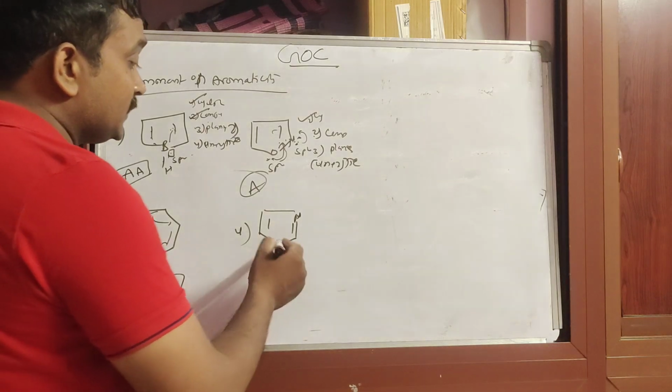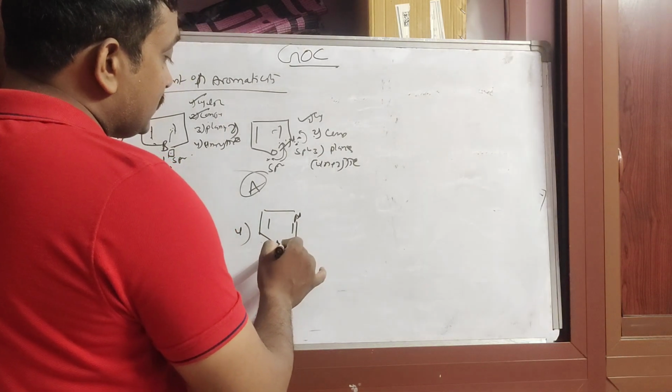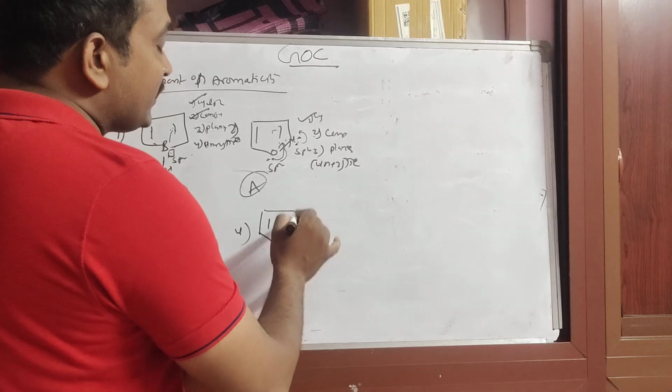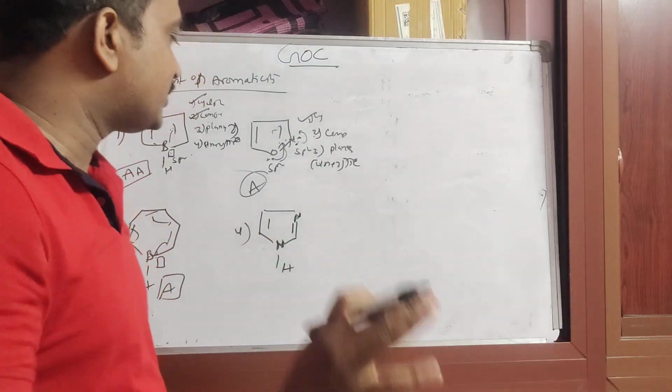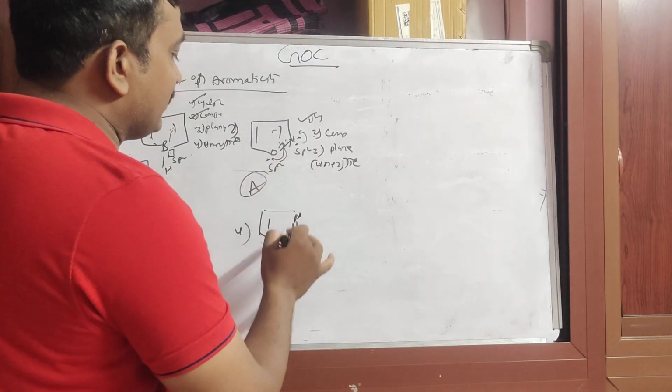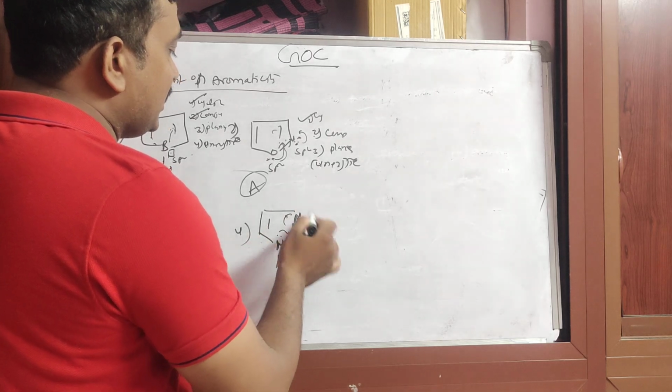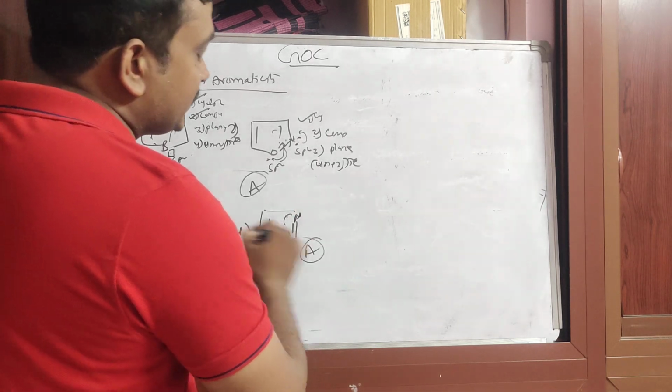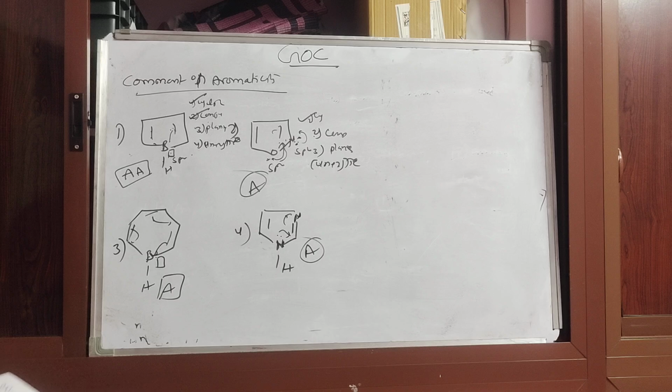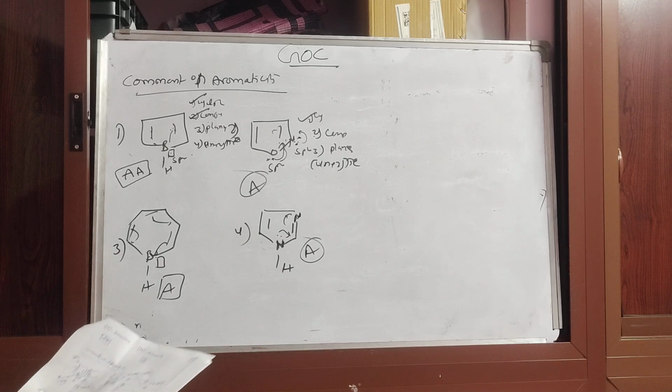This nitrogen is a double bonded nitrogen. Its lone pair is never involved in the conjugation. Only this nitrogen's lone pair is involved in the conjugation. All are sp2 hybridized. That's why it is aromatic. 4n plus 2 pi electrons. Yes, this is the condition.